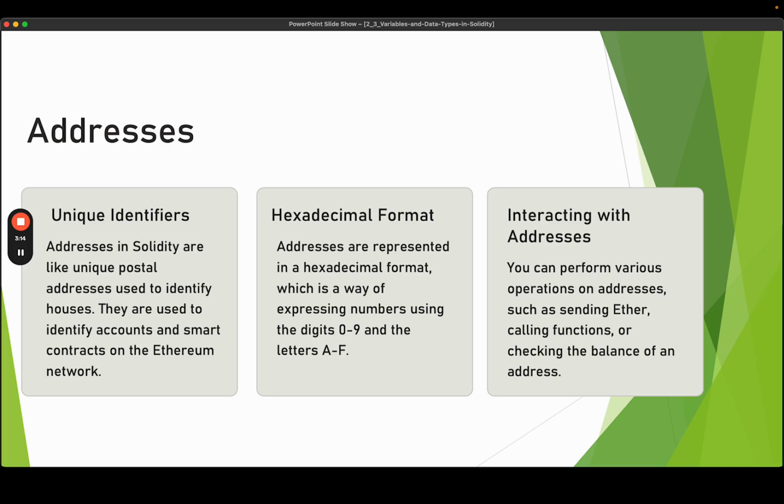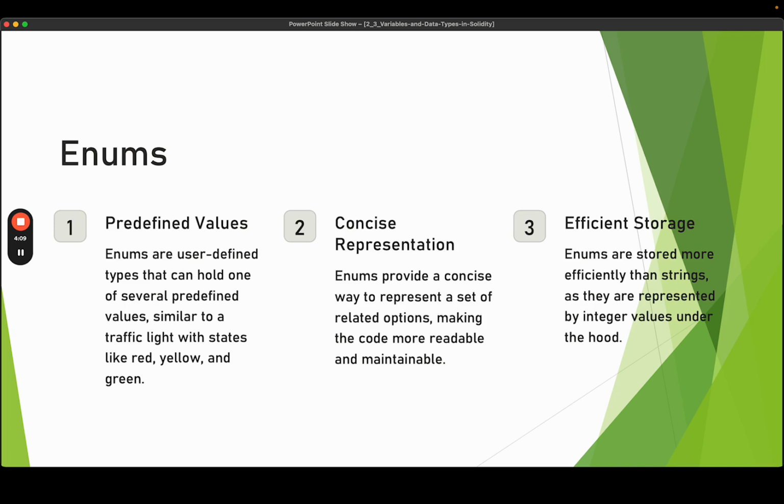Moving on to the next topic, that is addresses. Addresses in Solidity are like unique postal addresses used to identify houses. They are used to identify accounts and smart contracts on the Ethereum network. Example, whenever you deploy a smart contract, you deploy it at a particular address so that whenever you want to interact with that smart contract, you put its address and then you start the interaction using that particular address. The address must be in a hexadecimal format, which is a way of expressing numbers using the digits 0 to 9 and the letters A to F. You can perform various operations on addresses such as sending ether, calling functions, or checking the balance of an address.